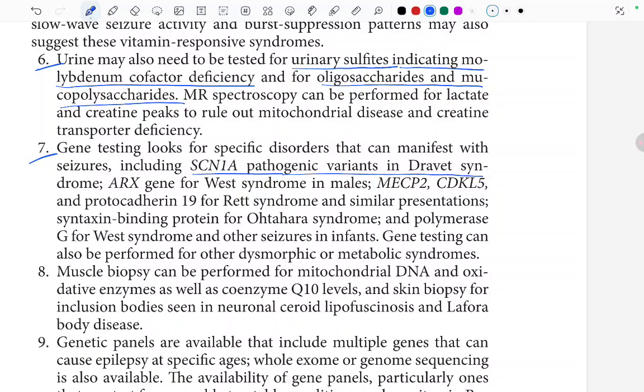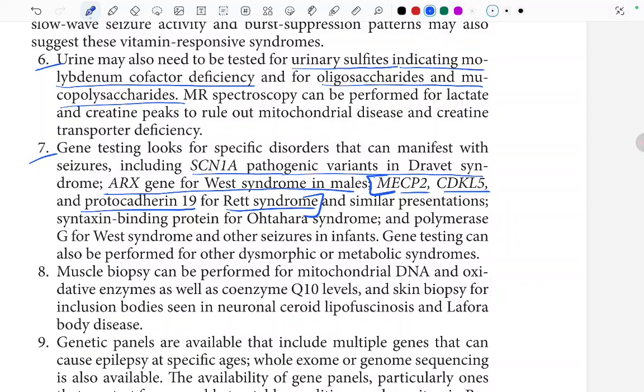Gene testing to look for specific disorders that can manifest with seizures includes the SCN1A pathogenic variant in Dravet syndrome, the ARX gene for West syndrome in males, and MECP2, CDKL5 and protocadherin 19 for Rett syndrome. What is seen in Rett syndrome? MECP2, CDKL5 and protocadherin 19.